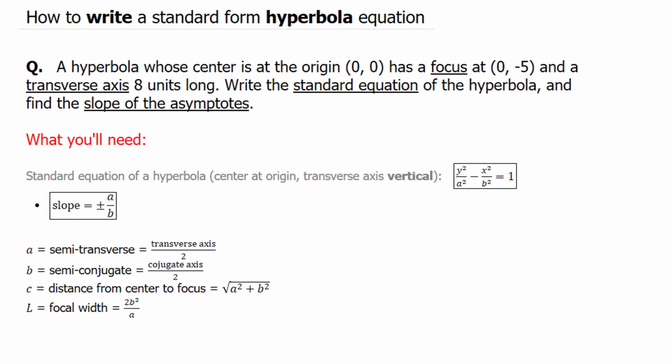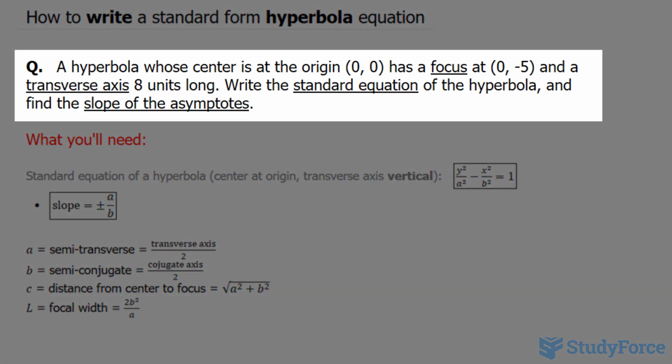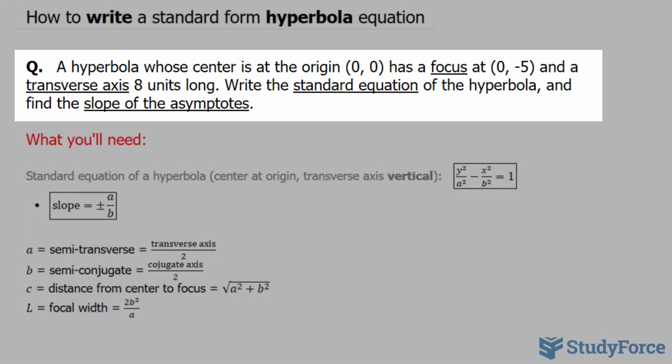In this video, I'll show you how to write a standard form hyperbola equation. The question reads: a hyperbola whose center is at the origin has a focus at (0, -5) and a transverse axis 8 units long. Write the standard equation of the hyperbola and find the slope of the asymptotes.